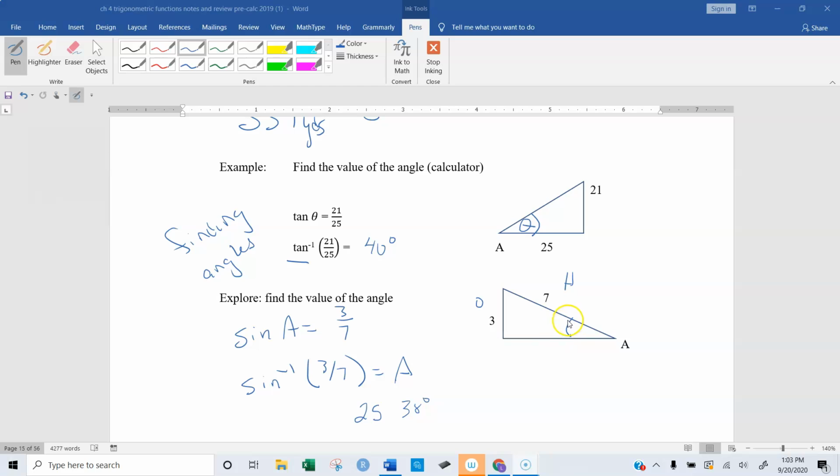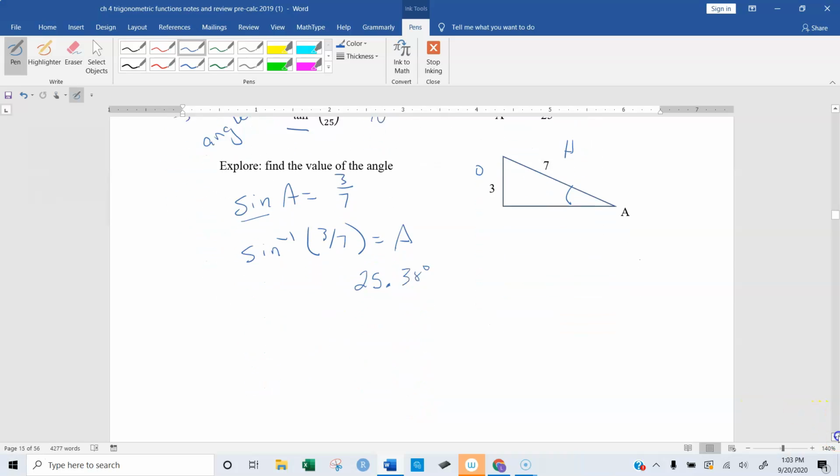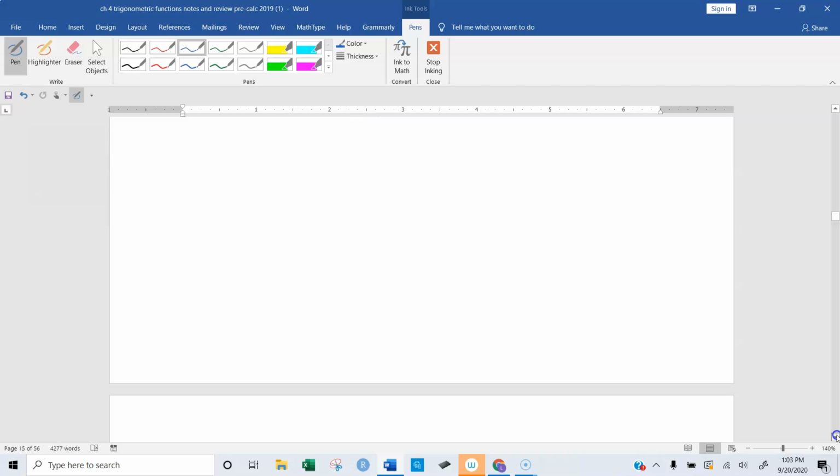All right, this time you were given two different sides. You were given the opposite and the hypotenuse. So you should have done 3 over 7. Now remember, in order to find an angle, you do the inverse of the operation. So the inverse of this trig function is inverse sine of 3/7 equals a. Plug that in, you should have got 25.38 degrees. Okay, make sure you're checking degree and radian mode on your calculator.